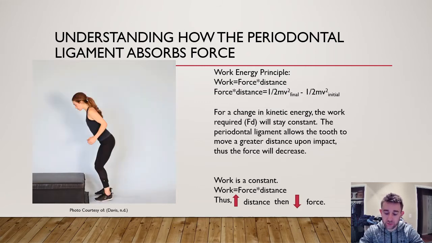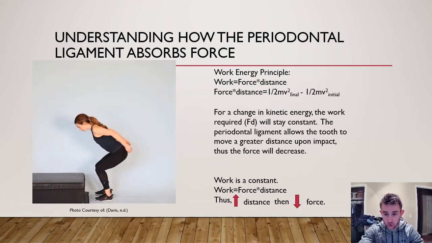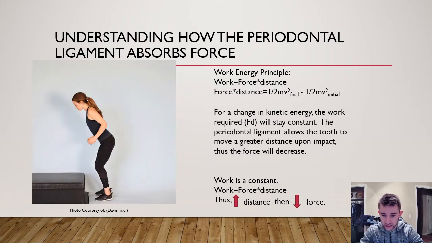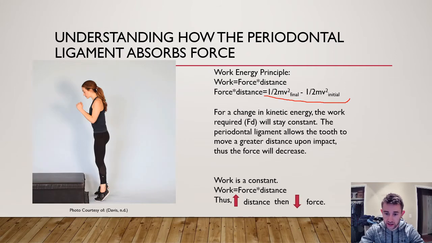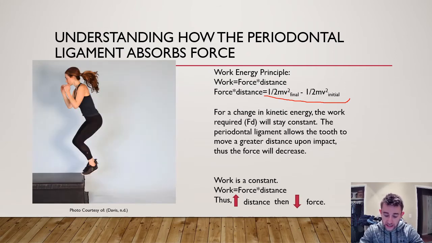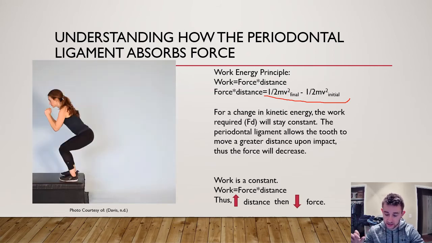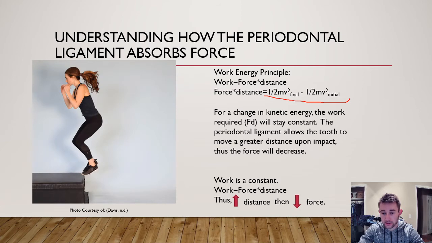Consider the work-energy principle. Here we can see work equals force times distance, and force times distance equals the change in kinetic energy that you can see represented here. This equation tells us that for a change in kinetic energy, the work required, or force times distance, will stay constant. So what this means is the periodontal ligament allows the tooth to move a greater distance upon impact. Thus, the force will decrease.